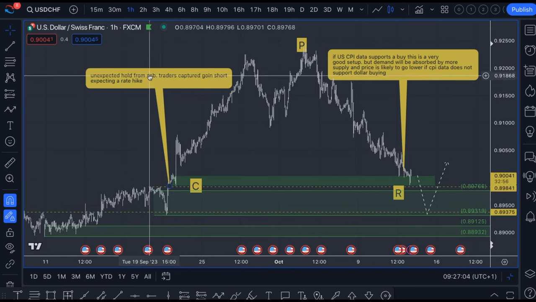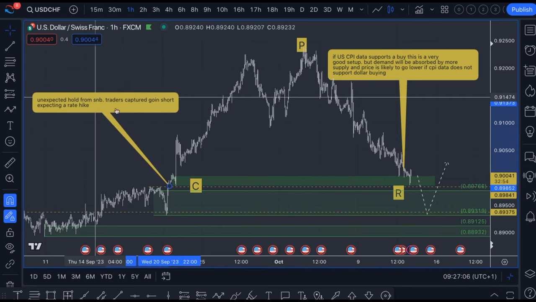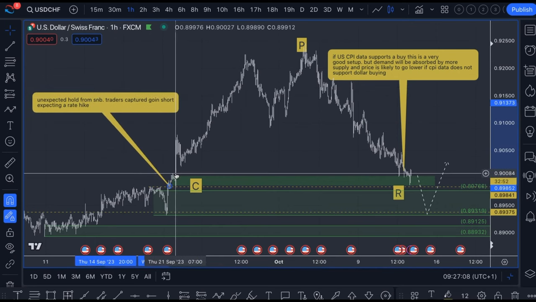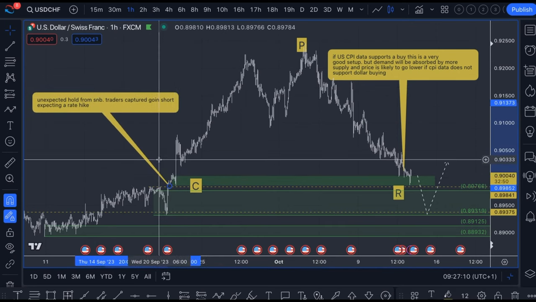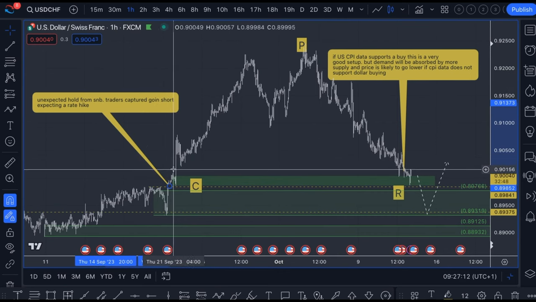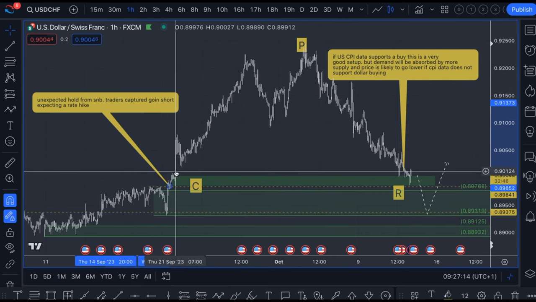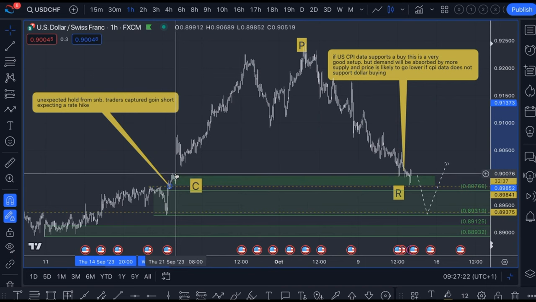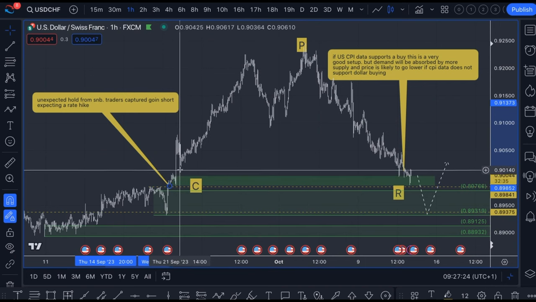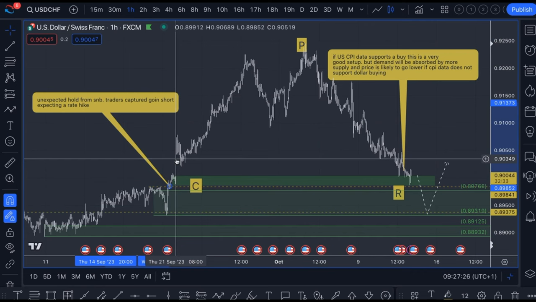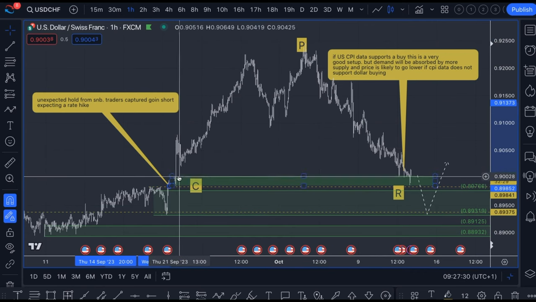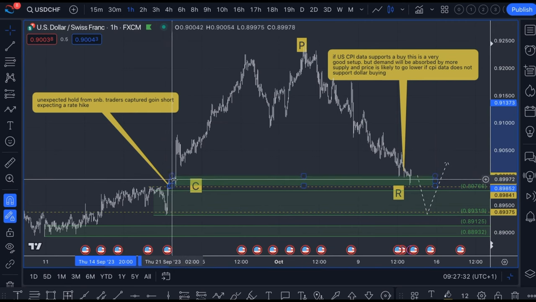Now, from a technical analysis perspective, we have a CPR, and it's a bit unusual, or I would say a rarer one, where on the 21st of September the Swiss National Bank came out and basically held rates, right? They held rates, and they were expected to hike, right? So the market went to the upside, and it would have caught traders going short at this area.